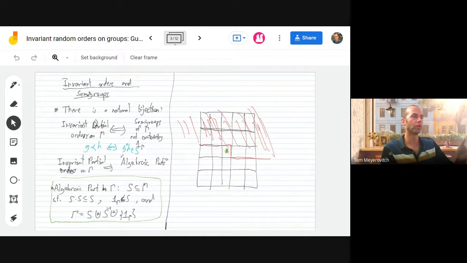Okay, so this is the bijection. Given a semigroup that does not contain the identity, you can define a partial order this way, which will be invariant. Now, you can ask which semigroups that do not contain the identity correspond to invariant total orders. Okay, that's what I wanted to say, total orders.